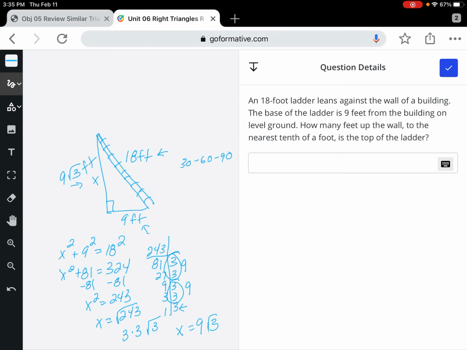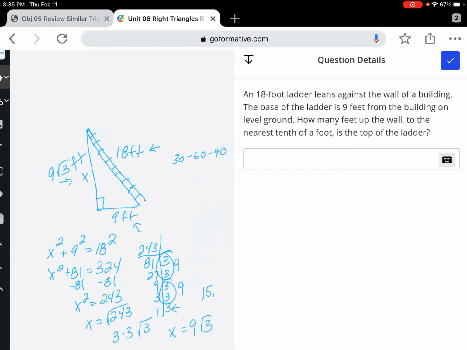And don't forget your units. Your units are feet. Okay, and so this says to the nearest tenth of a foot, which is my mistake. I should be reading. It is 15.6 feet. And either of them are an acceptable answer.